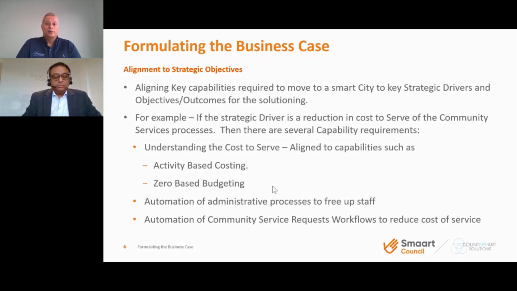Other capabilities we might need is to free up our staff to automate those administrative processes so they can start doing the analysis on those capabilities that we talked about. And then the final one might be, how do we automate some of those community service request workflows to reduce that cost of service? What we've found with our, if you like, benchmarking and process with councils is somewhere between 75 to 81% of council FTE costs are involved in managing community service request workflows.